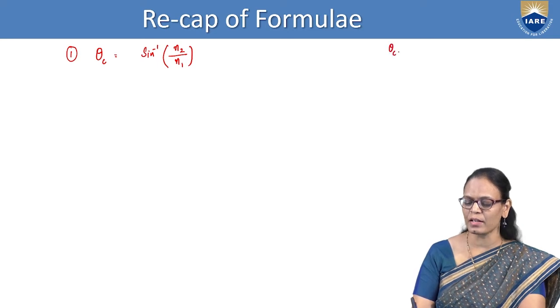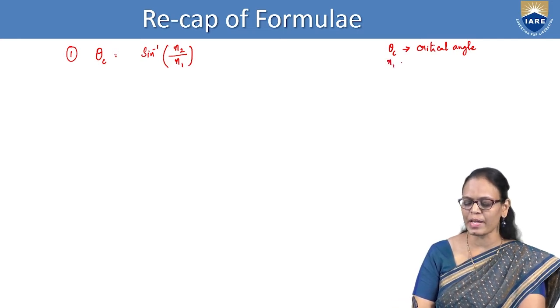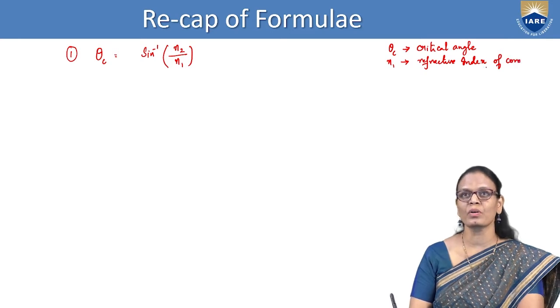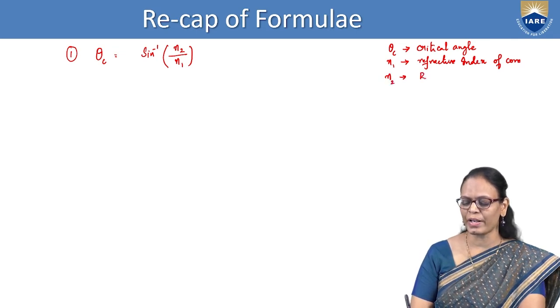So theta c here represents the critical angle. It is the angle at which the angle of refraction is equal to 90 degree. And n1 represents the refractive index of the core, the first medium. Here we call it the core because the signal comes from the core to the cladding. So n1 is the refractive index of the core and n2 is the refractive index of the cladding.